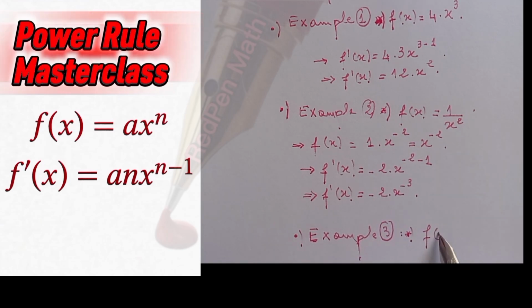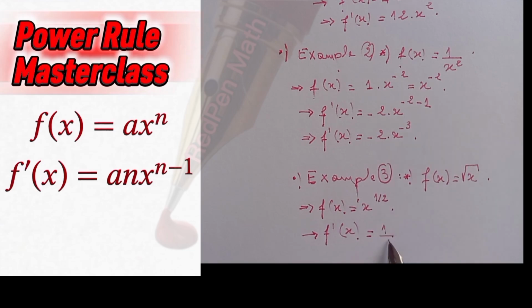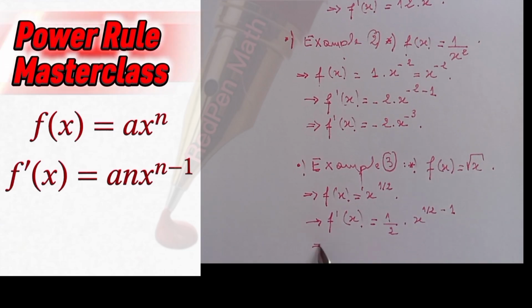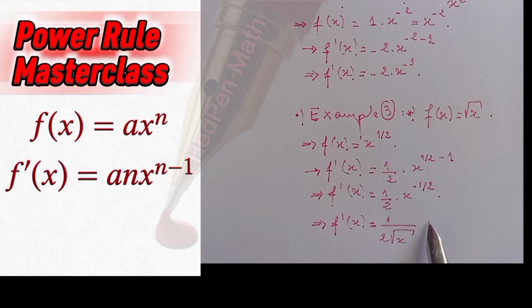Example 3. f of x equals the square root of x. Convert the root to a fractional power, which is x to the 1/2. Apply the rule. 1/2 times x to the negative 1/2. Simplify to get 1 over 2 root x.